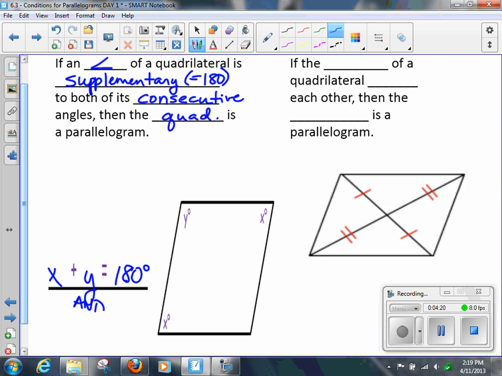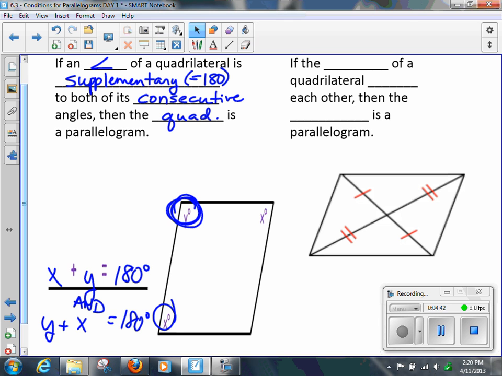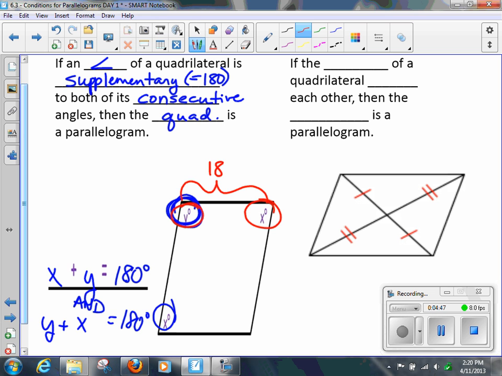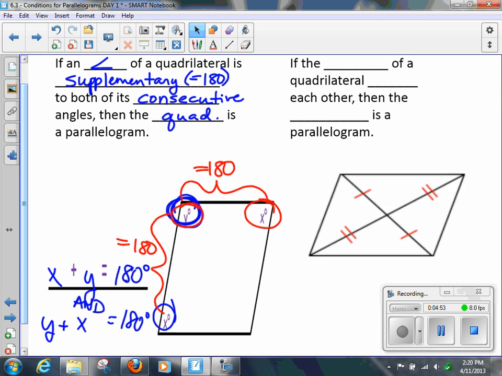And y plus who equals 180 degrees? Oh, it's the same thing. My fault. I got it. Thank you. I see it. If x and y are equal to 180, then y and the next angle, these are equal to 180. You have to know that, okay? You have to know that.